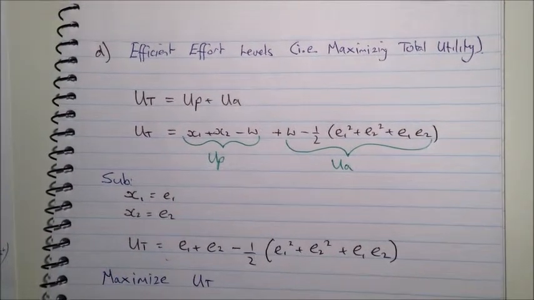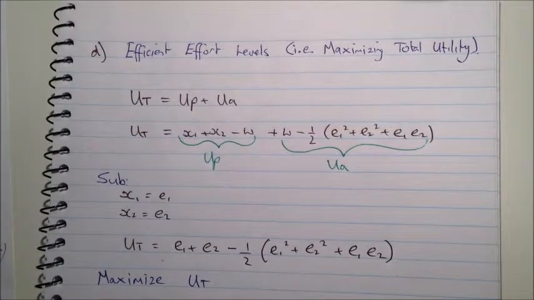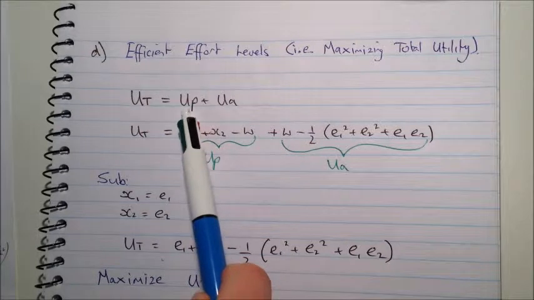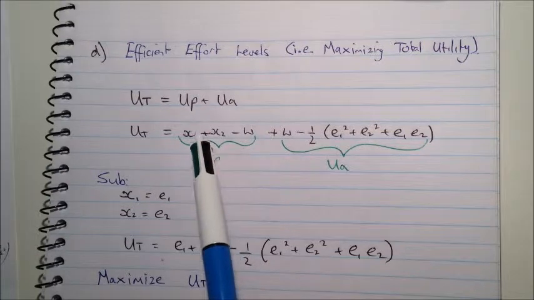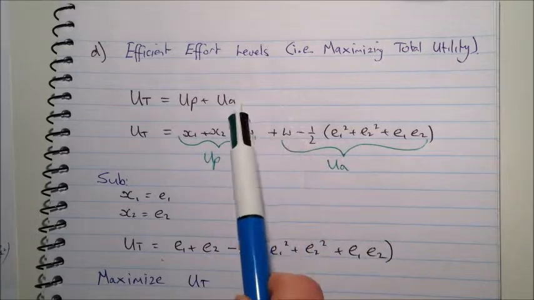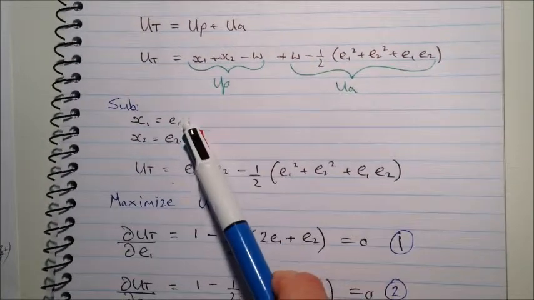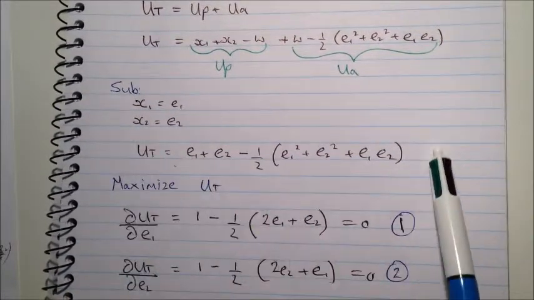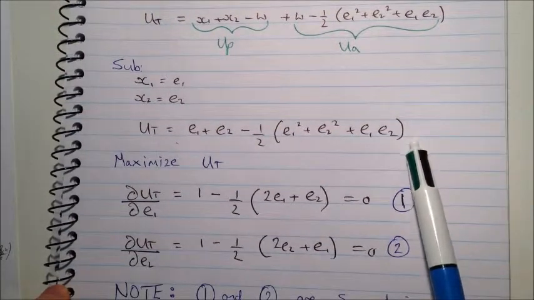Part D asks us to find the efficient effort levels. Another way of understanding this question is, what are the effort levels that maximize total utility? That is, the utility gained by the principal as well as the agent. So substituting in the functions for the principal and agent's utility, we obtain total utility. Substituting in the effort levels that correspond to the output levels, we obtain a simplified total utility function in terms of effort levels 1 and 2.